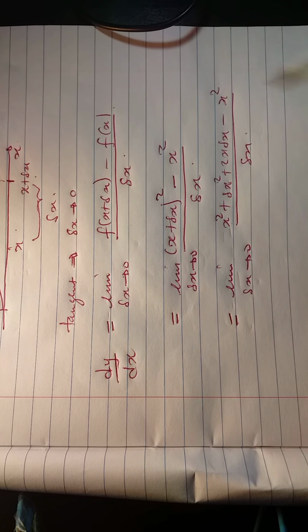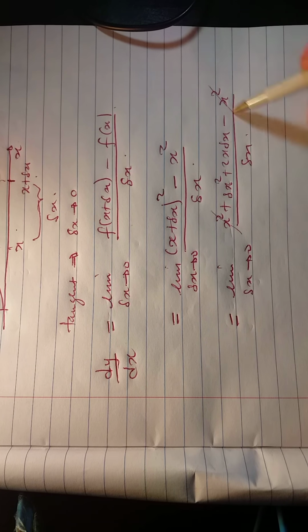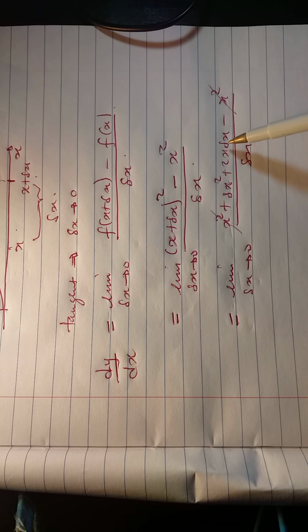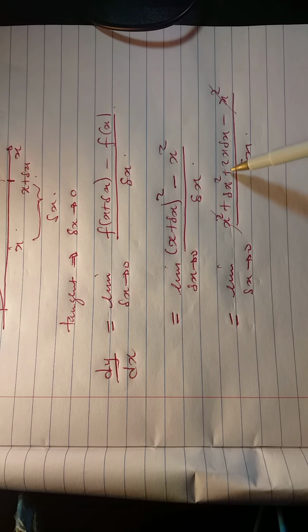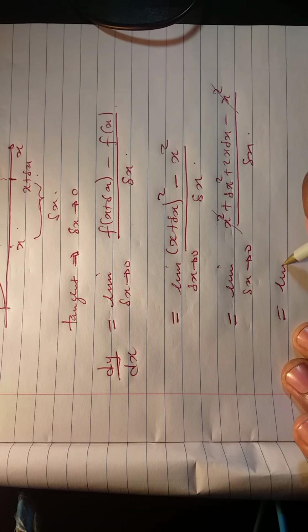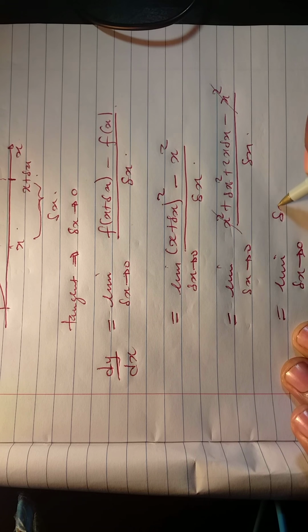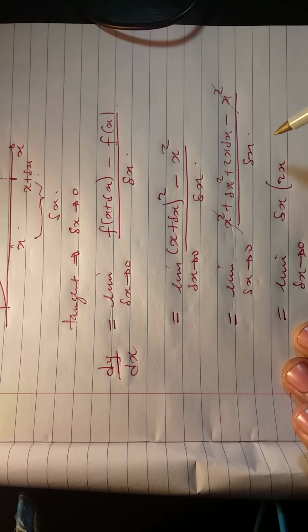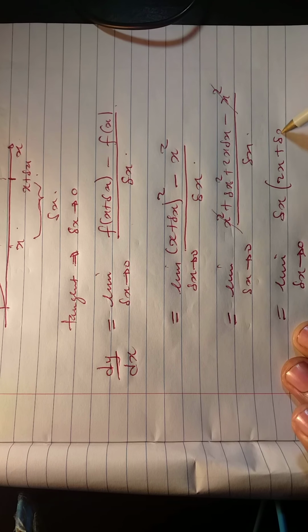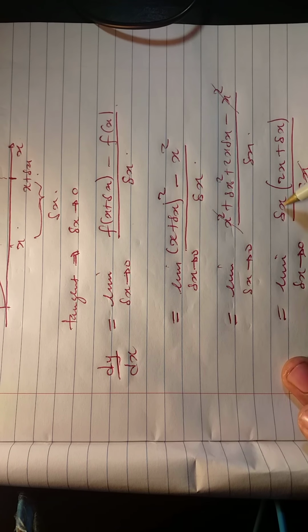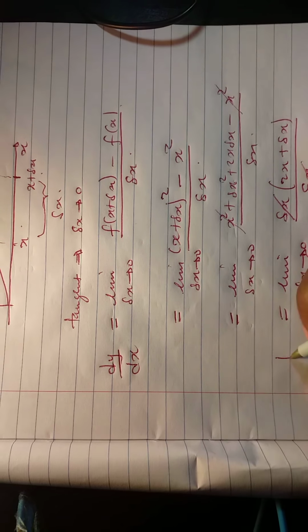So I can simplify this. x squared and x squared subtract each other, and I'll be left with this. And delta x squared plus 2x delta x, I can factor out the common thing, which is delta x. So I'm literally looking at the limit of delta x times 2x plus delta x, everything over delta x. Okay. So that is going to be my dy dx.